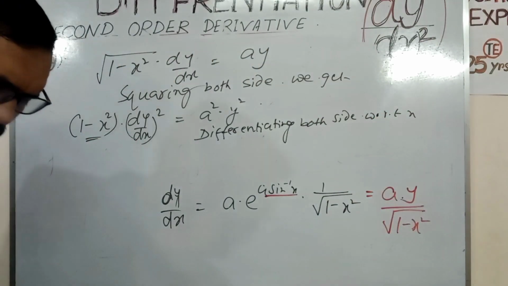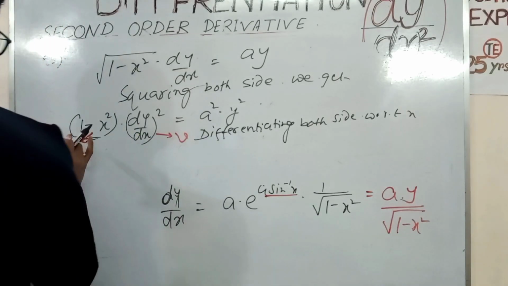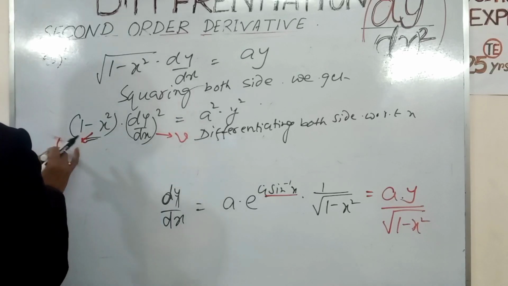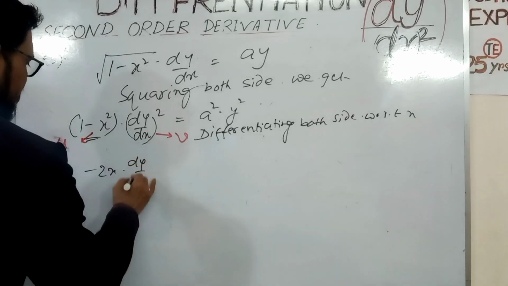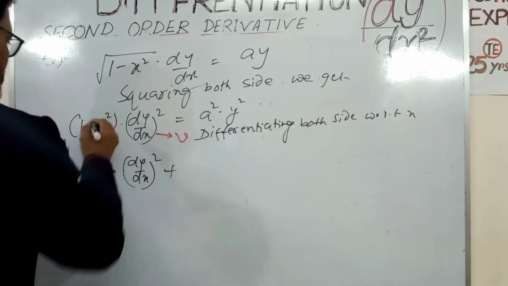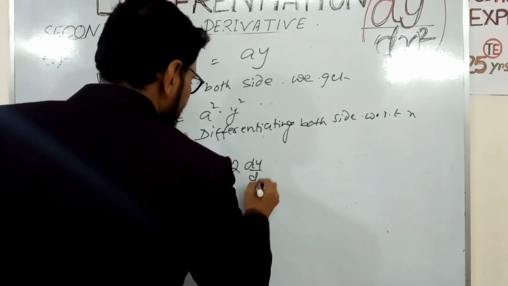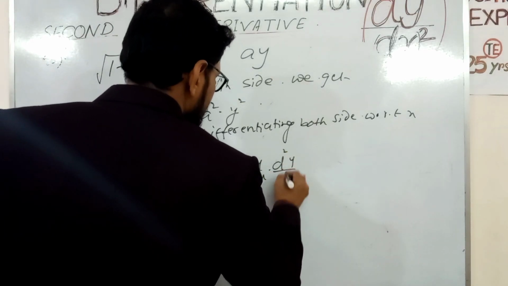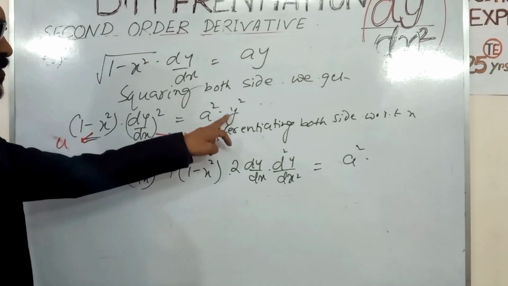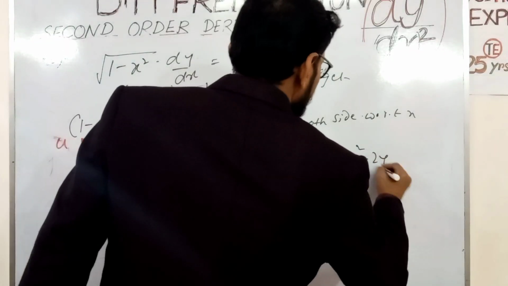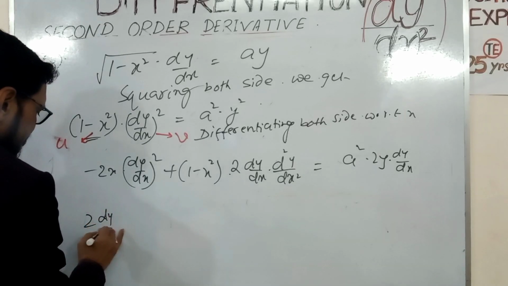Using the uv rule, this is u and this is v. So the derivative is minus 2x into dy by dx square. Then this is constant, and the derivative of dy by dx square is 2 dy by dx into d2y by dx square. On the right side, the derivative is a square into the derivative of y square, which is 2y into dy by dx. Now cancelling 2 dy by dx from both sides.